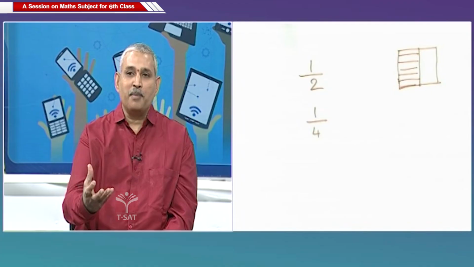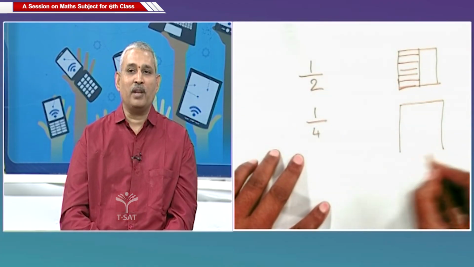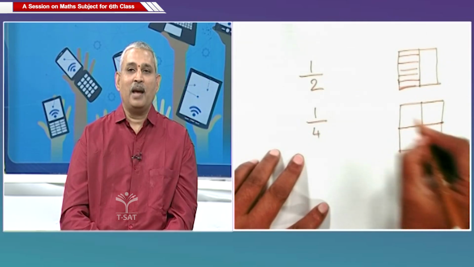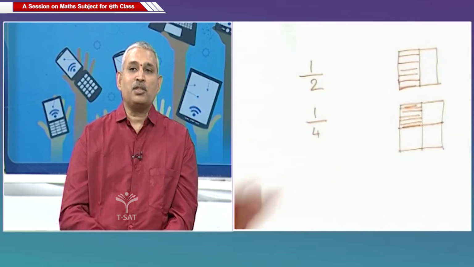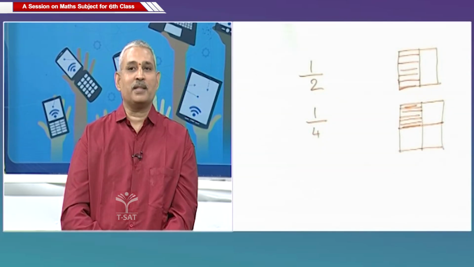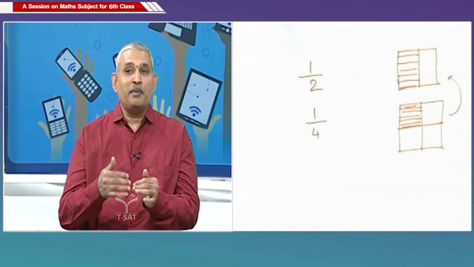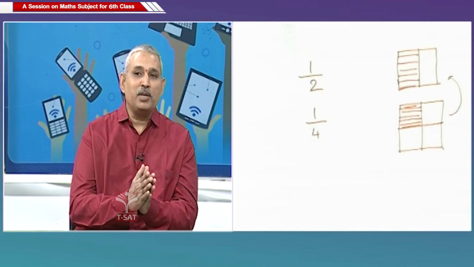Now, the same object we take again. Exactly the same square, and you make it into 4 equal parts, and shade one part. Now you ask the students to compare those two pieces of paper, the shaded parts. If they compare, they will understand clearly that 1 by 2 is larger and 1 by 4 is smaller.